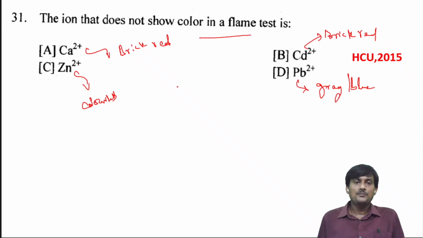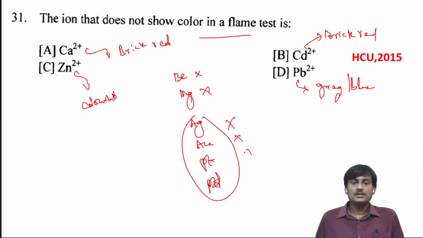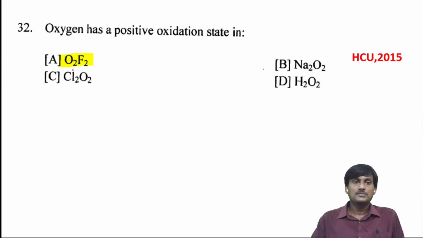Generally, among the secondary group elements, beryllium and magnesium cannot exhibit a flame test, and also noble elements such as silver, gold, platinum, palladium cannot exhibit a flame test. Okay, these elements are not given. The elements which are given can all exhibit a flame test.